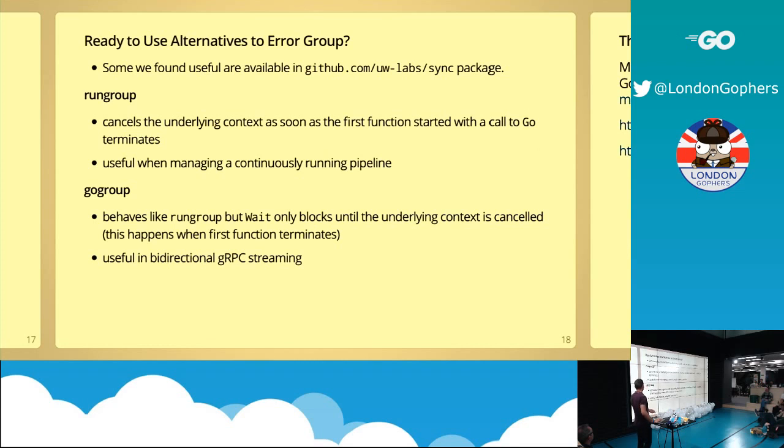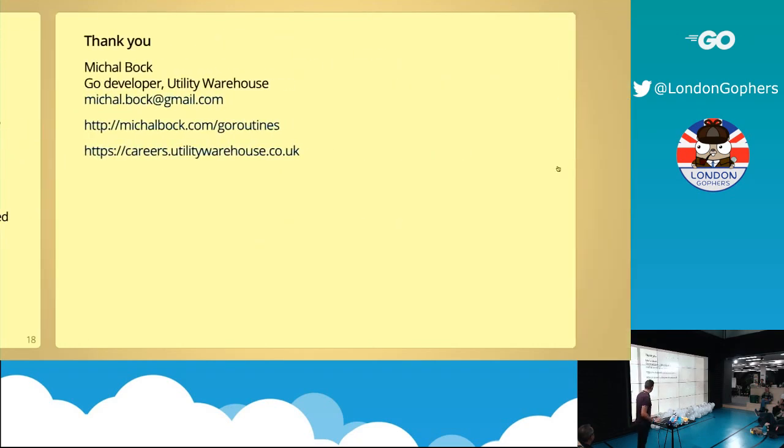And then there's another one called Go group, where the call to wait only blocks until the context gets cancelled, and this is useful in bidirectional gRPC streaming. I can talk about it later. I'll meet you at a pub. But if any of you have any other variants to error group, I'll be happy to hear about those later on, because I quite enjoy this subject, as you might be able to tell.